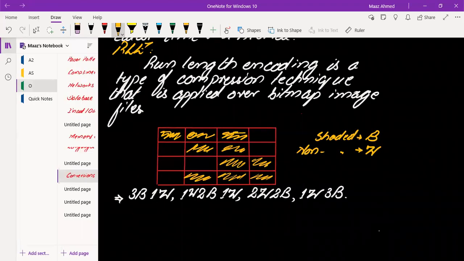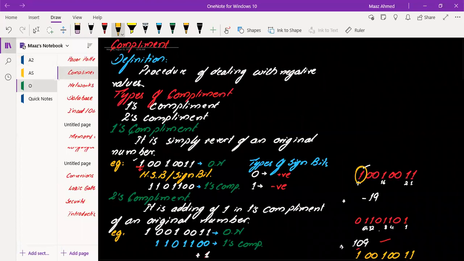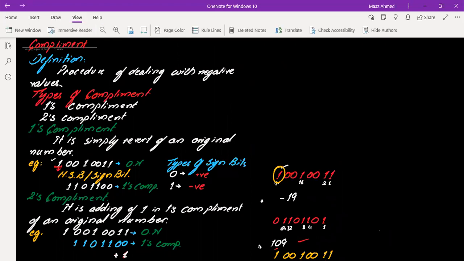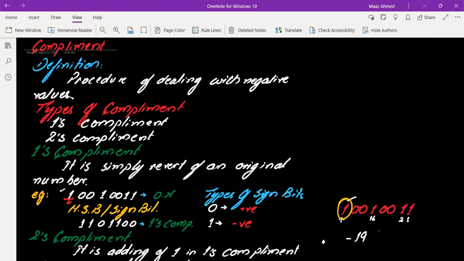Now we are coming back towards the complement part. Complement is basically something you will be learning about when doing the conversions, Abdullah. You will be seeing that all the conversions we have done were over positive numbers. Now what if we need to do it with negative numbers? To deal with negative numbers, we need to find out the complement. To find out the complement, we have two steps, one's complement and two's complement. I mistakenly wrote here types of the complement, but those are basically the steps for finding the complement.